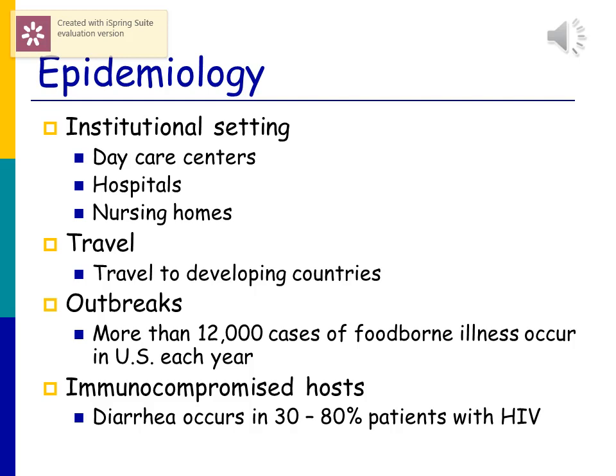Individuals that are immunocompromised are going to be at higher risk for getting a gastrointestinal infection, and diarrhea occurs in 30 to 80% of patients that are infected with human immunodeficiency virus.